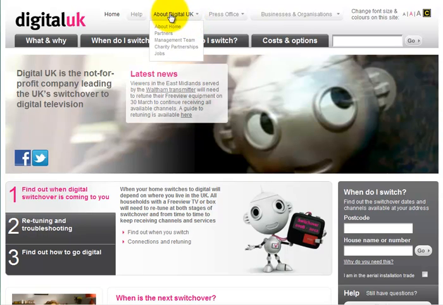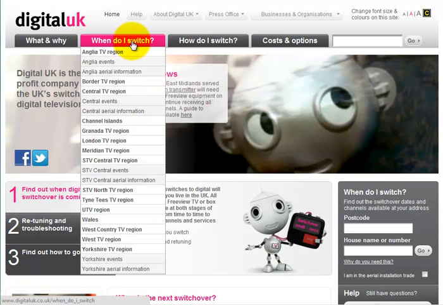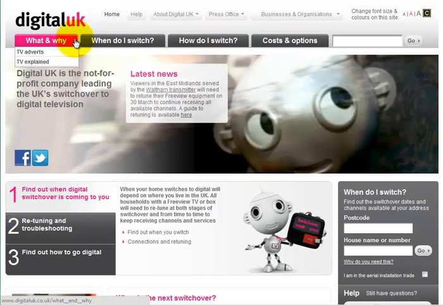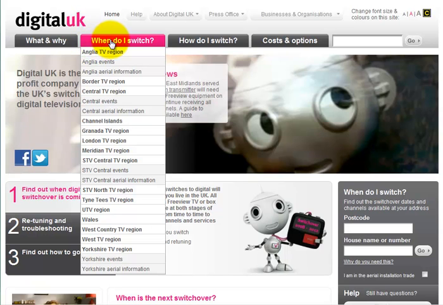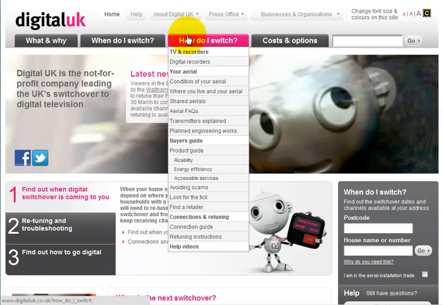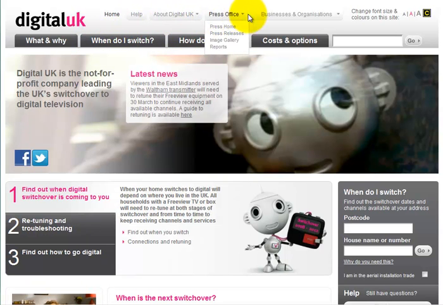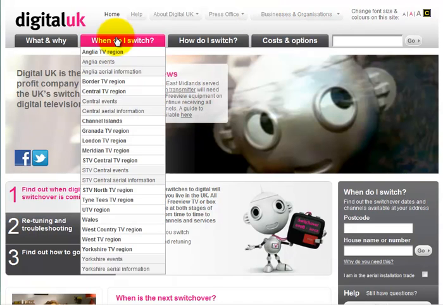Notice also the difference in the text size. About Digital UK is quite small, the rollover isn't very prominent, yet the text size for the questions is quite massive, and the contrast with the background is quite a lot more significant as well. So the first thing here is understand the questions and answer them with effective navigation, and make the navigation that is going to answer the questions more prominent than secondary navigation that is more self-serving.